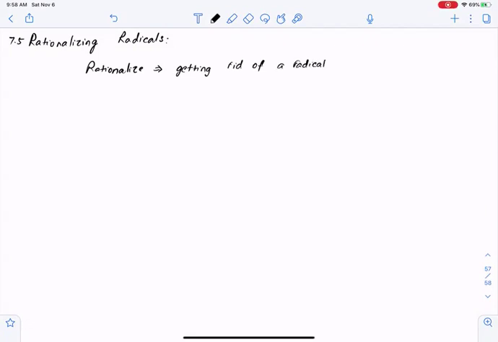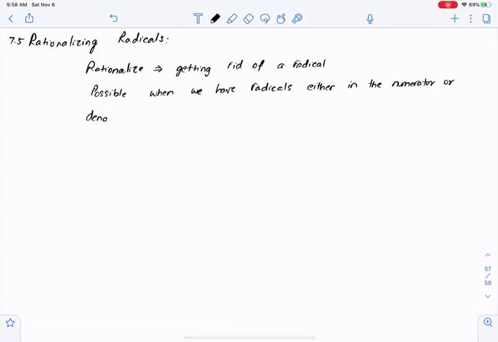And this is only possible when we have radicals either in the numerator or denominator, or both.